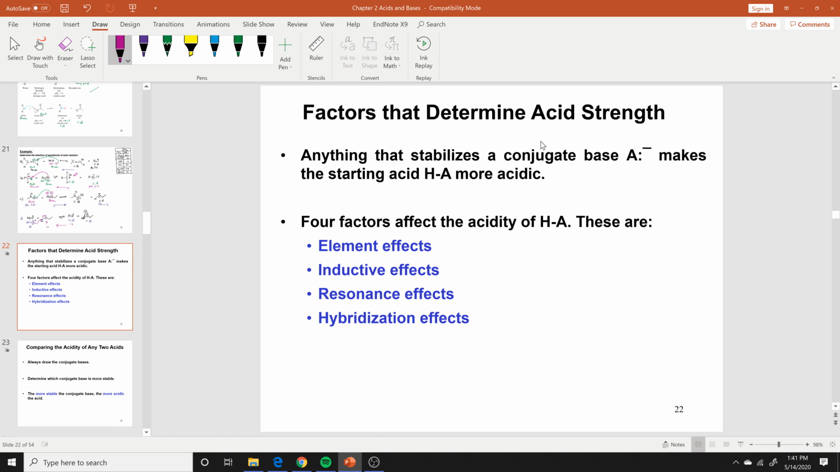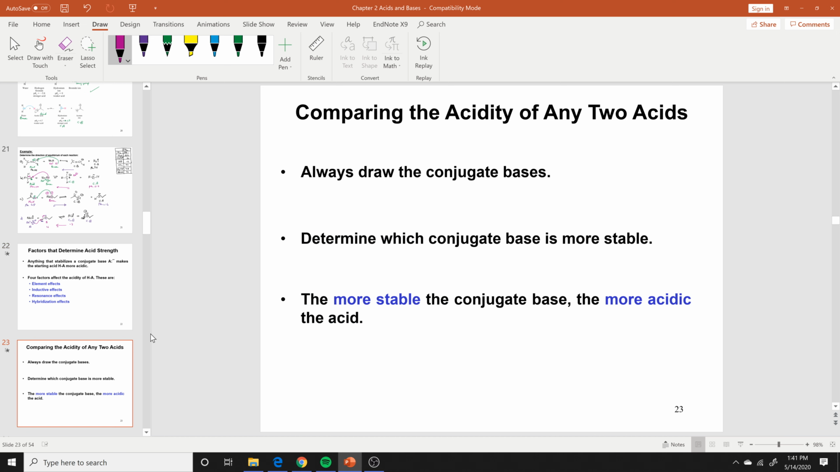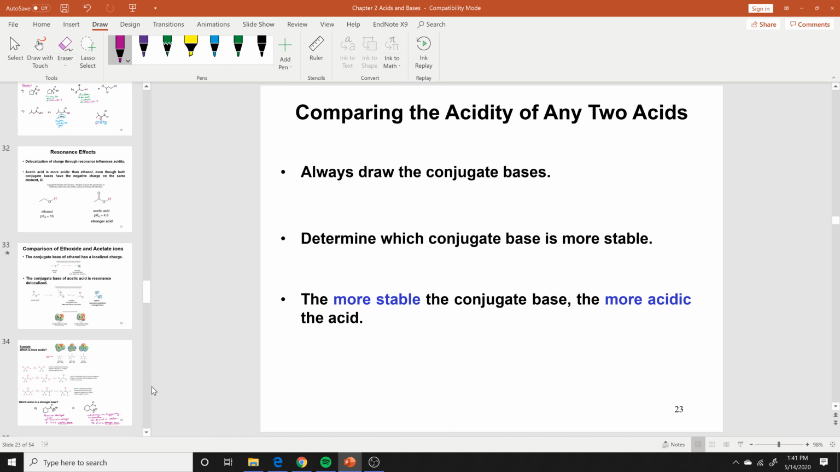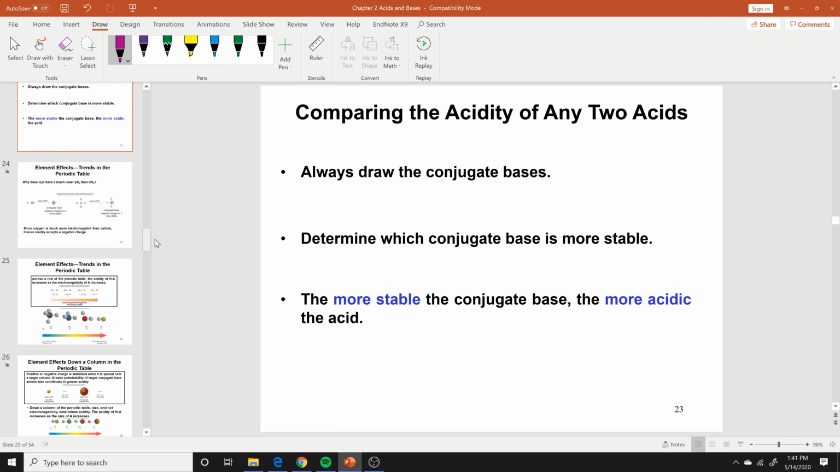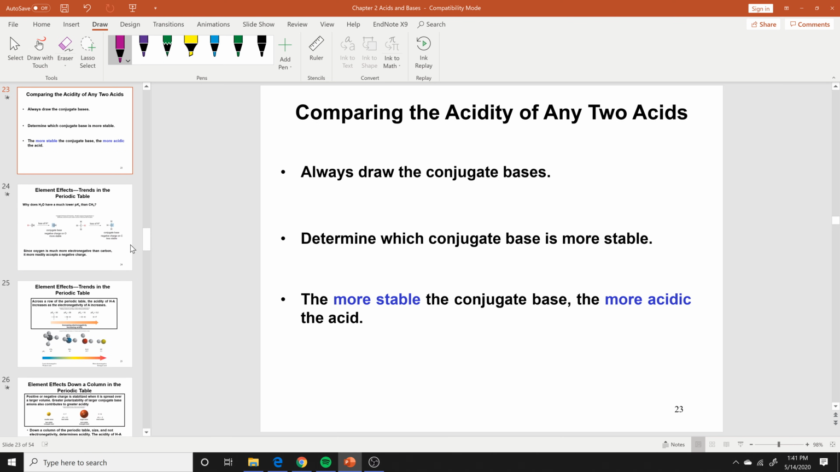The idea is, when your conjugate base is stable, your acid is strong. So you always have to change the acid into a conjugate base and figure out: is that conjugate base stable? If it is stable, then the acid is strong. So always draw the conjugate bases, figure out if it's stable, and if it is, then your acid is going to be a strong acid.